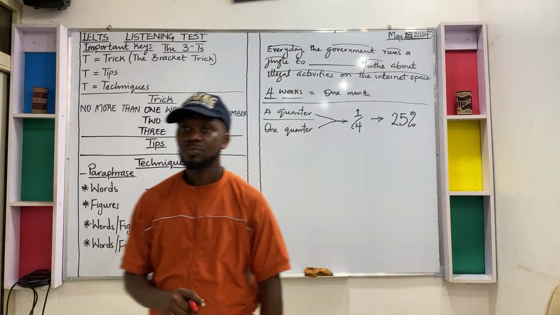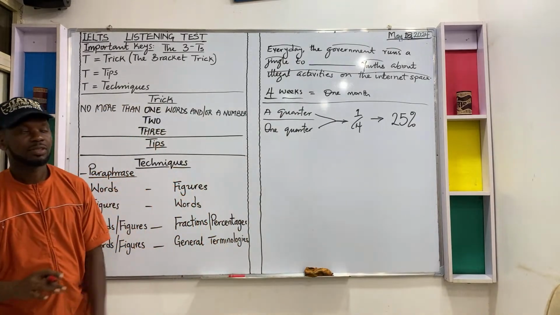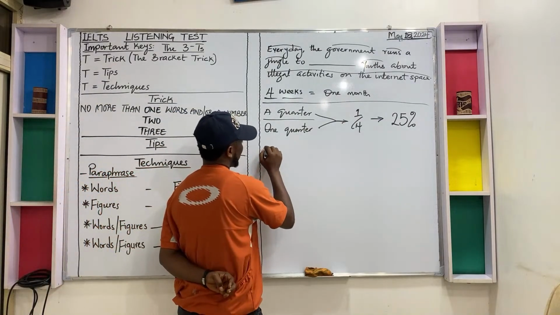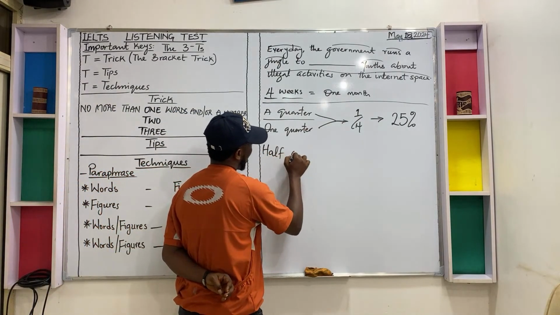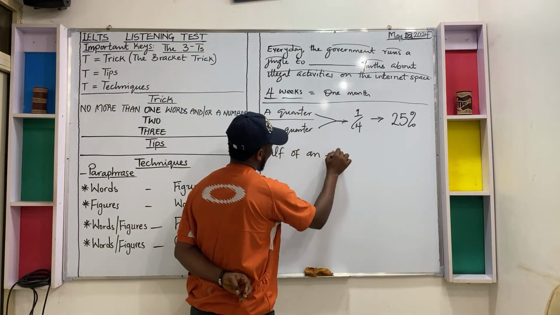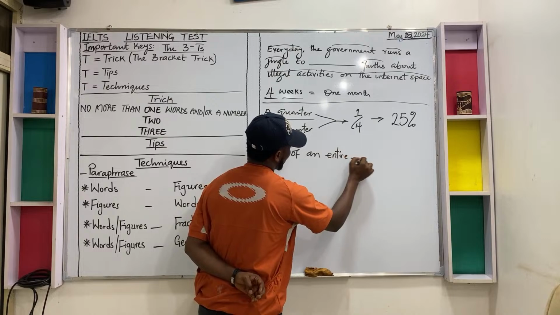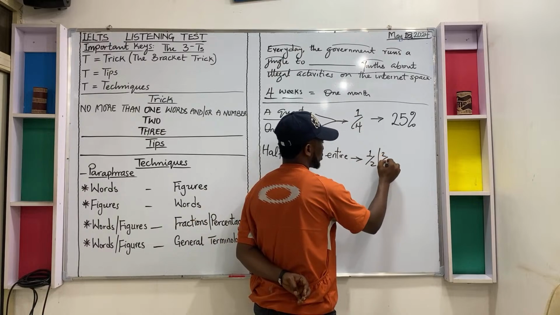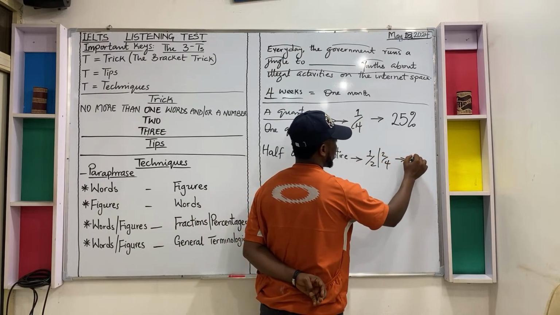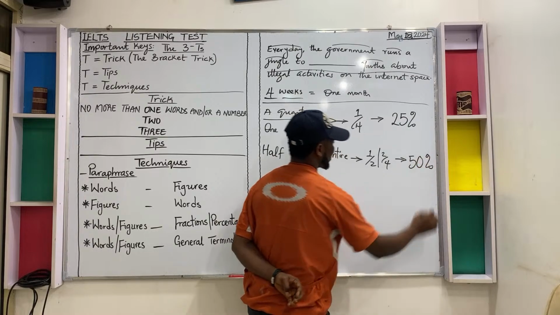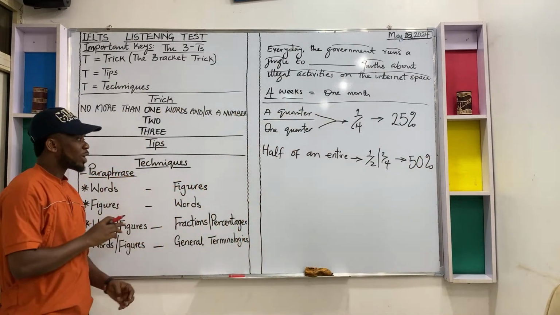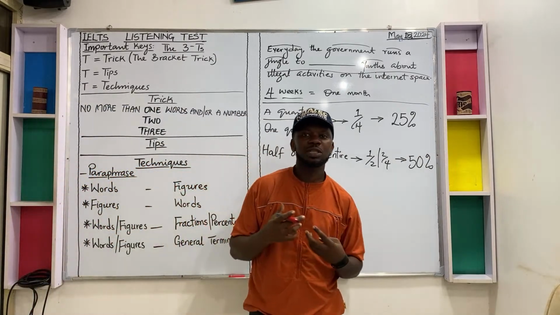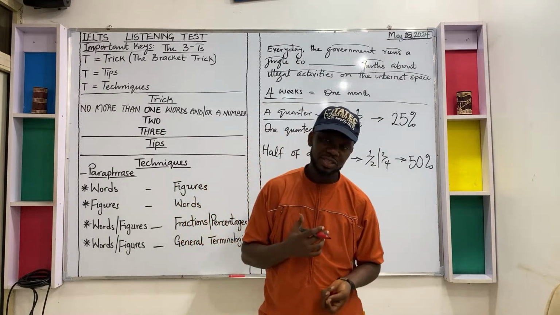100. The whole, 100%. So a quarter of it is 25%. Now another question might say half of an entire. Half of an entire can be paraphrased in fraction as what? 1/2, 50%, 2/4. So when you have expressions like that, please prepare your mind for possible ways IELTS can paraphrase them.